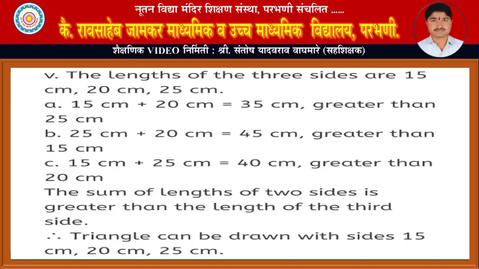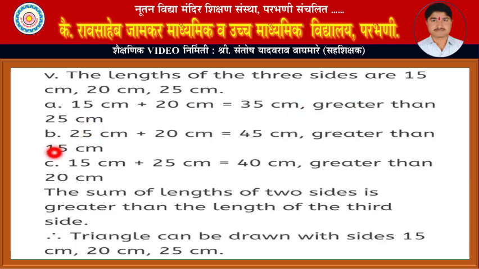Question number 5. The lengths of the three sides are 15 cm, 20 cm and 25 cm. Let's check. In operation A, we will take 15 cm plus 20 cm. The remaining side is 25. So 15 plus 20 is equal to 35 cm. It is greater than 25 cm.